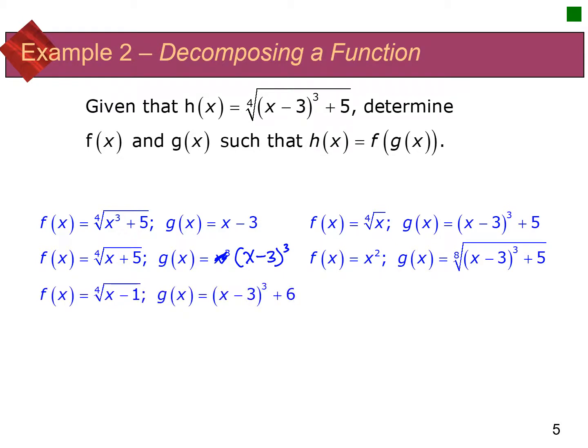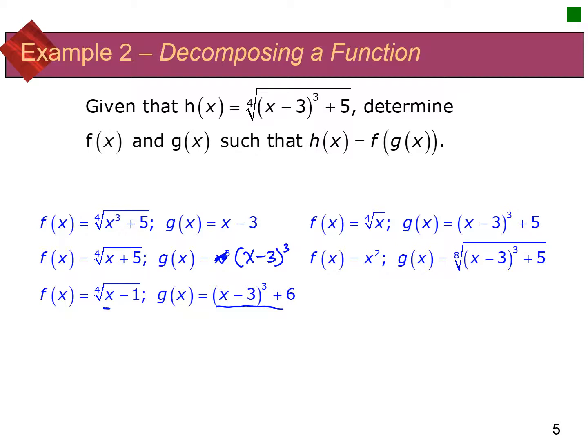f of x could also be the 4th root of x minus 1. And I could have g of x be x minus 3 cubed plus 6. Because basically, if I replace x with all of this, I would have x minus 3 cubed plus 6 minus 1, which would give me the plus 5.